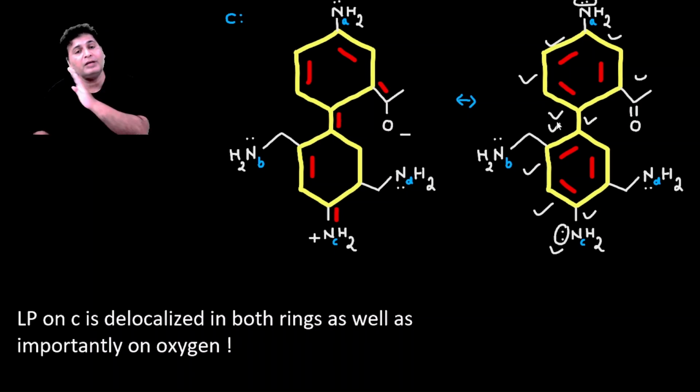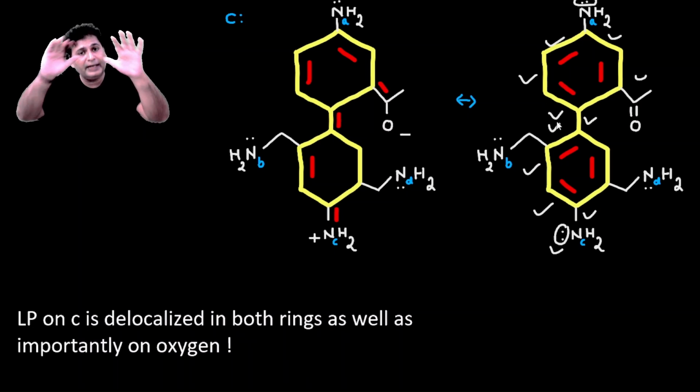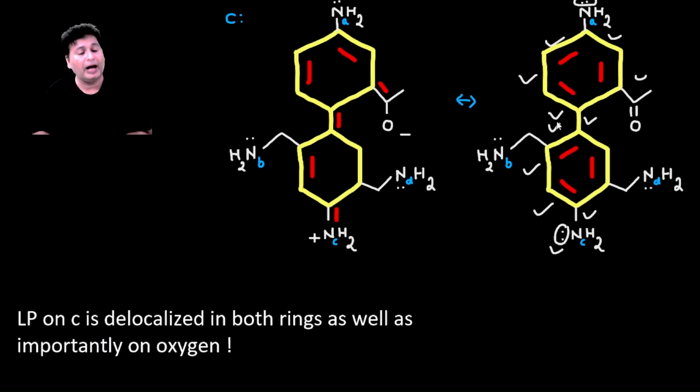Now a similar thing was happening with A also. Then how are you going to compare A and C? You remember that in A and C, the common thing is that in both cases the lone pair was getting delocalized in both the rings. However, in the case of C, there is one more avenue, one more way in which the lone pair gets delocalized, and that is one of the prominent ways, and I have drawn it in this figure, as you can see.